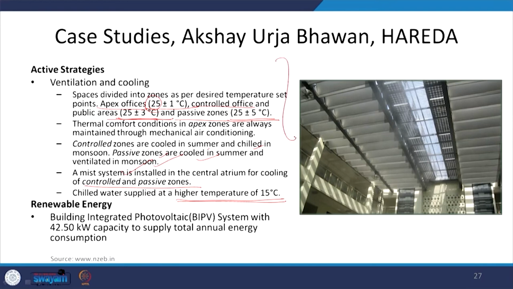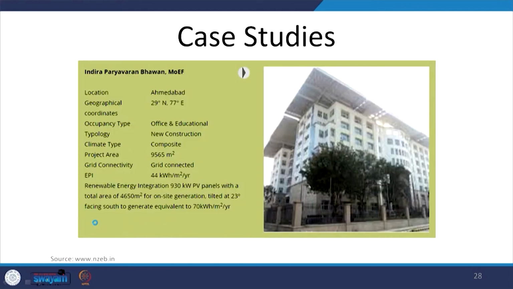Once these passive and active strategies were incorporated, the EPI was brought down substantially to 30 kilowatt hour per meter square per year. The rest of it was generated using the BIPV, which was installed on top of the roof in the atrium, and it was able to generate the same amount of energy which was consumed by the building, thereby making this building a net zero energy building.